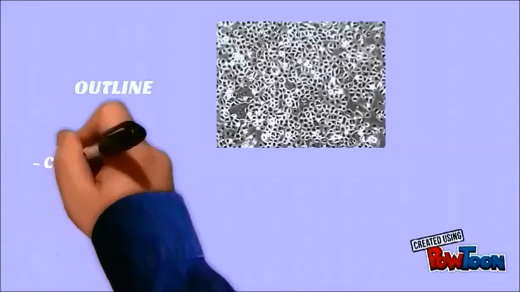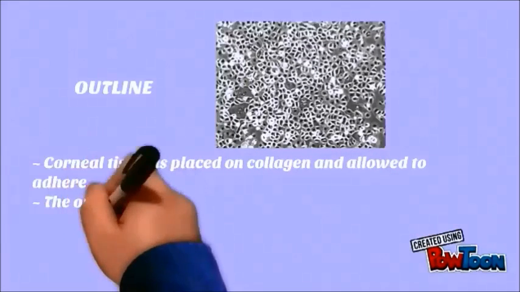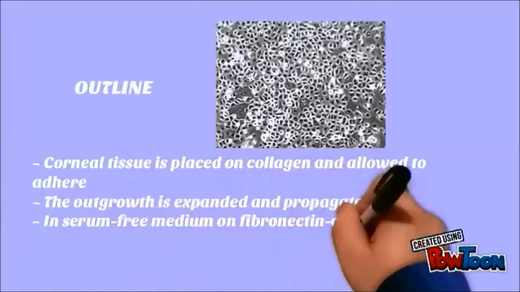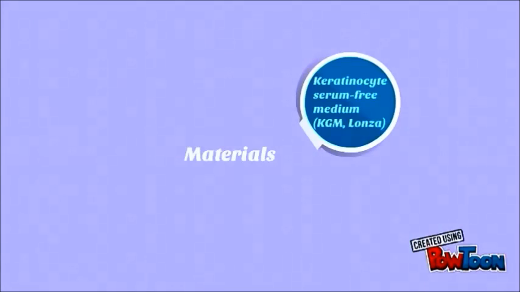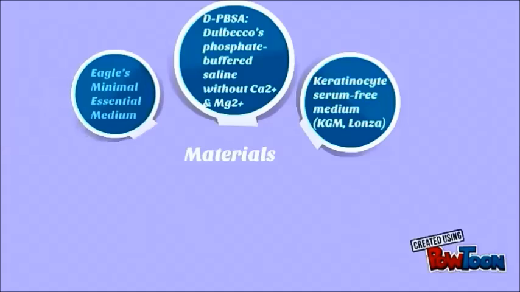Corneal tissue is placed on collagen and allowed to adhere, and the outgrowth is expanded and propagated in serum-free medium on a fibronectin collagen-coated surface. The materials used are sterile or aseptically prepared. First one, keratinocyte serum-free medium, and the second one, Eagle's minimal essential medium. For the third, Dulbecco's phosphate buffered saline without calcium ion and magnesium ion. For the fourth one, FBS. Fifth one, trypsin and EDTA.